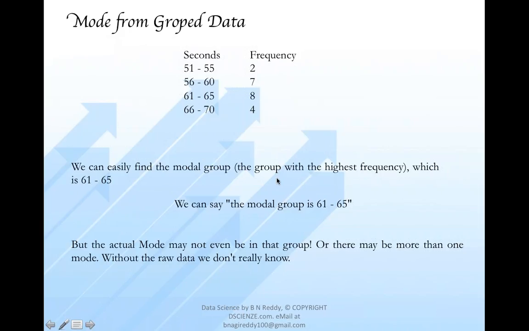Then we can easily find the modal group, the group with the highest frequency. See, the group with the highest frequency is 61 to 65. It is kind of just assessing something. So we're not sure whether the mode can be there or not. But since we have the highest frequency here, we are assuming that maybe the mode exists within this group, 61 to 65. But the actual mode may not even be in that group, or there may be more than one mode. Without the raw data, we don't really know, right? But here, I can show you a formula using which we can really find it.